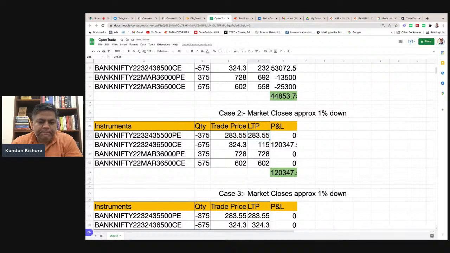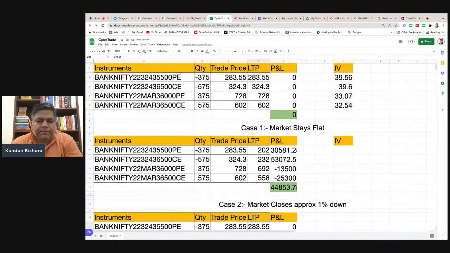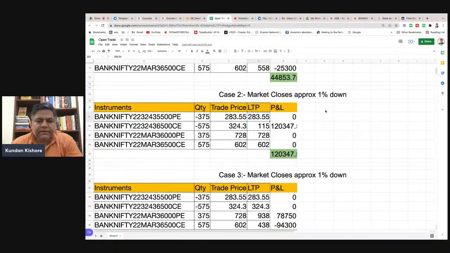Certainly, if the market stays flat, we are talking about this one. So in a down market, 115.